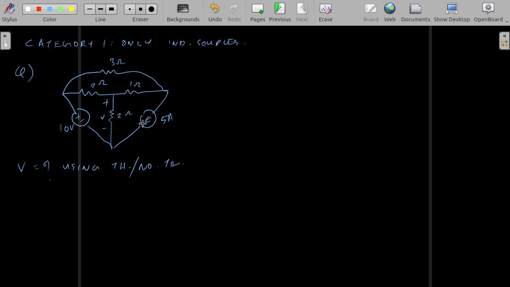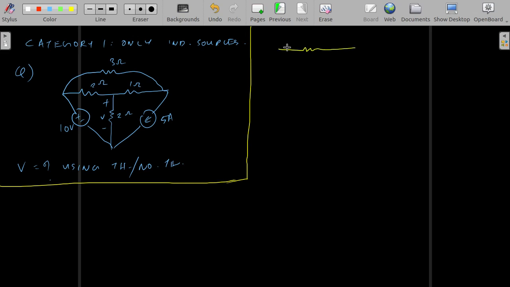So first we define the terminals we want. So basically in this portion, questions can come in two ways. They can either ask you to find the Thevenin equivalent across a given terminal, or they can ask you to find, not the Thevenin, just a voltage or current across a given element.